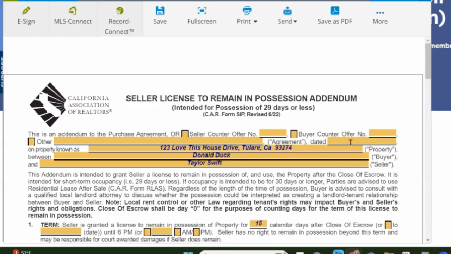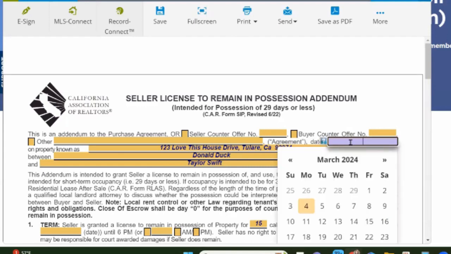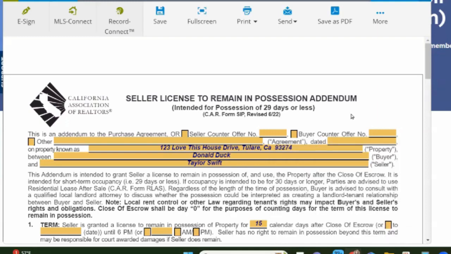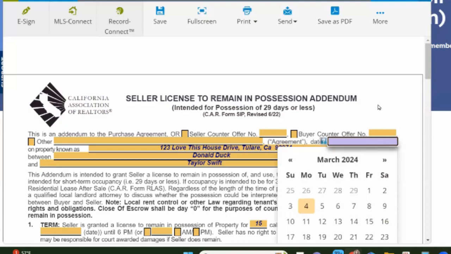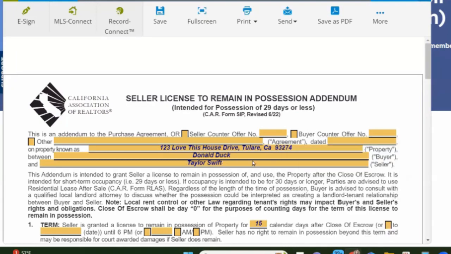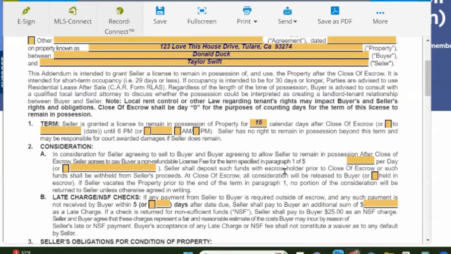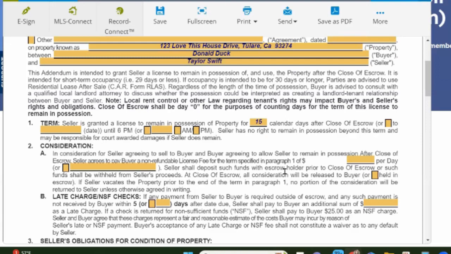That's because if we end up having more than one purchase agreement, maybe they submitted an offer, then it got withdrawn, then they did a second offer, we know which purchase agreement or counter offer we're referencing. So that's the importance of dated. We're going to fill out the address of the house and then who's buying and who's selling. And then we come down to the meat and potatoes of this agreement.